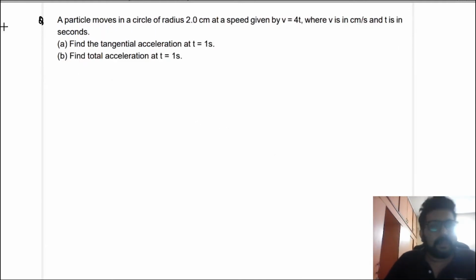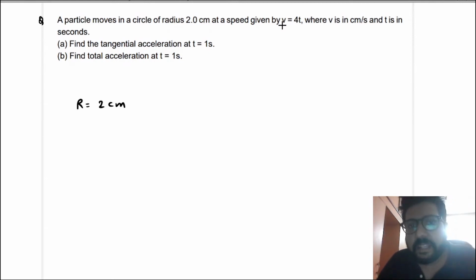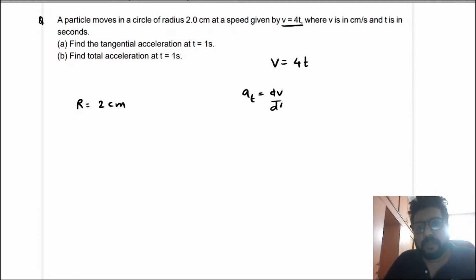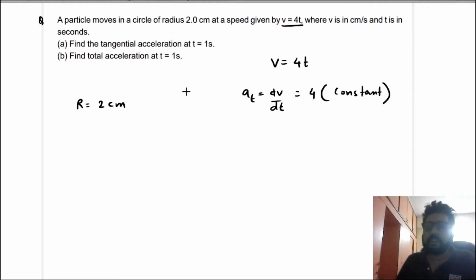Now in the next question it is given that again the radius is 2 centimeter, but this time they are saying that the speed change is given by this relation, v is equal to 4t, where v is in centimeter per second and t is in second. Then find the tangential, radial and the total acceleration at t equal to 1 second. So v is 4t, at is dv by dt, that is 4. That means at is constant. So at t equal to 1 second, at will still remain 4.